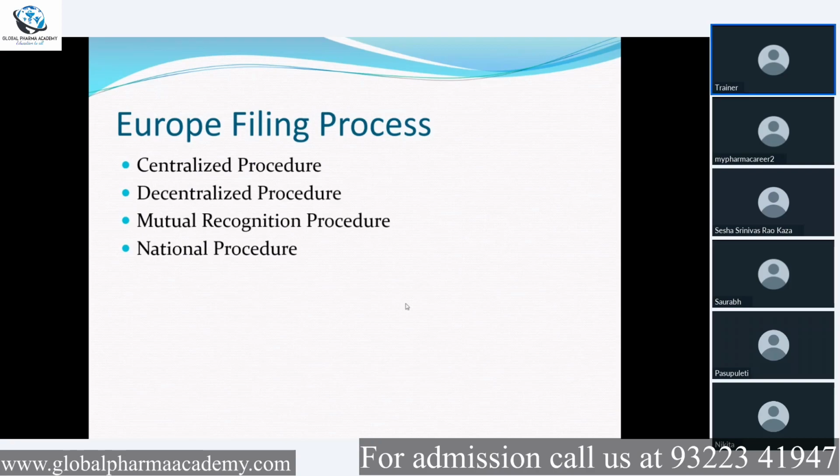Okay. There are multiple concepts we will see while covering the Europe market filing process. There are also the Article 8.3 and Article 10.1 filing processes. Then we will also see in depth variation and renewal and extension applications. So here I am generally briefing the contents which we are going to study in depth in our coming sessions.